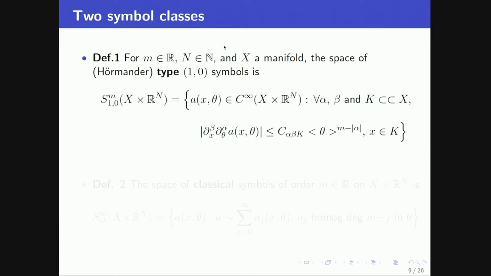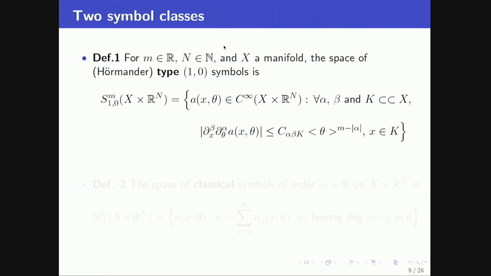Here, this is the Japanese bracket that Shu-Wen referred to yesterday. This is 1 plus the length of theta squared, square root. It's essentially the length of theta, except it's been smoothed off and made not equal to 0 near theta equals 0. And every time you differentiate in a spatial variable x, nothing changes. And now the constants here are allowed to depend on alpha and beta, the number of derivatives, but also depend on x ranging over a compact set. So there's no uniformity at infinity.